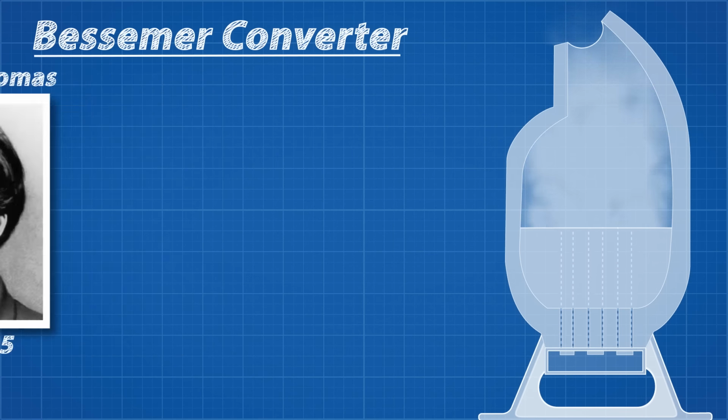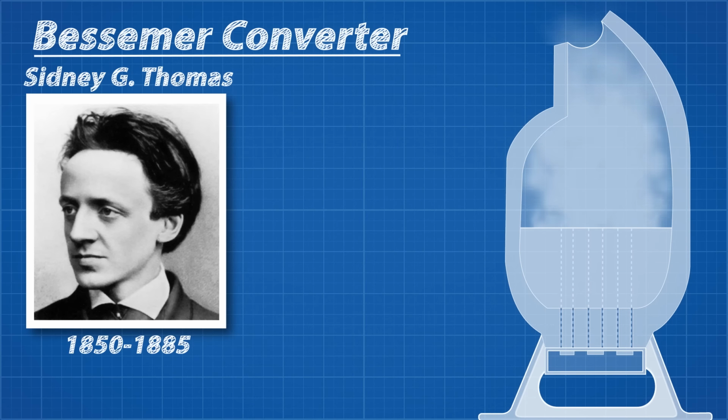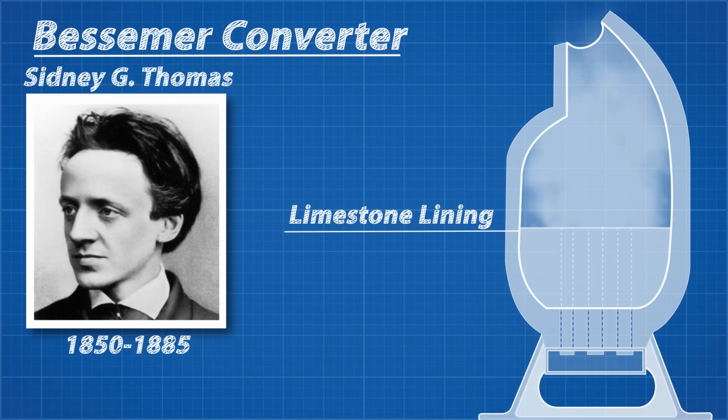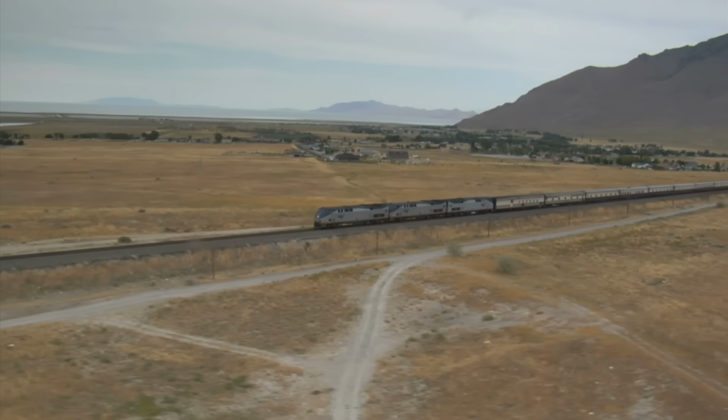scarce and expensive. This problem was later solved by Welshman Sidney Gilchrist Thomas, who discovered that adding a chemically basic material, like limestone, to the process would draw the phosphorus into the slag. This availability of cheap steel caused an explosion in growth in the rail industry.